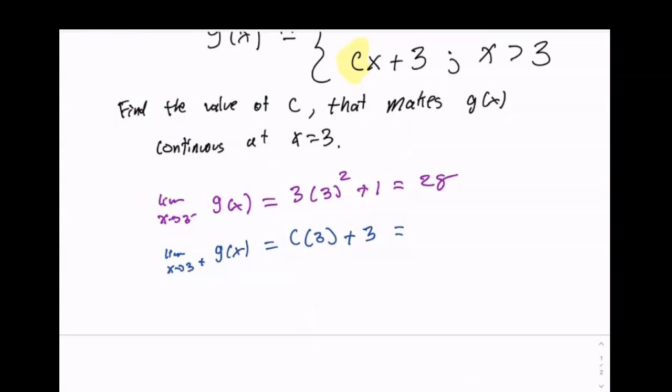No, we have to be careful with our algebra, okay? We can't combine these. It was a little bit of a trick question, a little bit mean maybe on my part, but it's a trick question. We just get 3c plus 3.